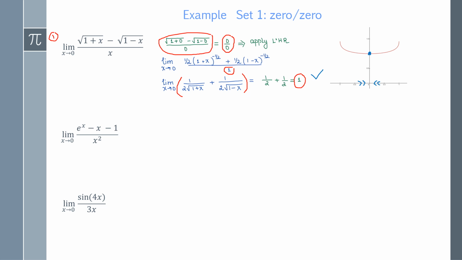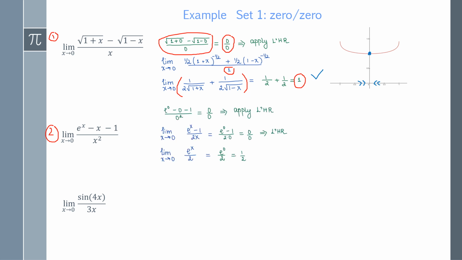Okay, let's take a look at the next example. Example 2. We have the limit as x goes to 0 of the following expression, e to the x minus 1 in the numerator, and then x squared in the denominator. Same idea. The first step is to plug in x equal to 0 and confirm that we're working with one of the two forms.